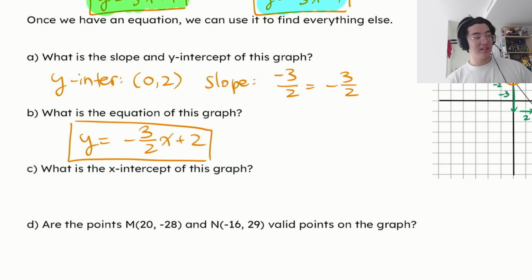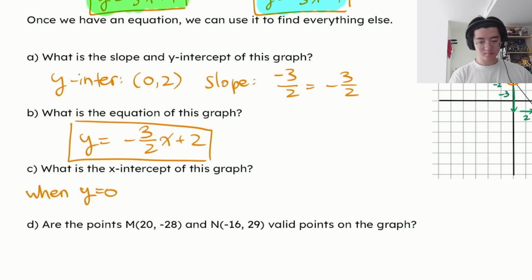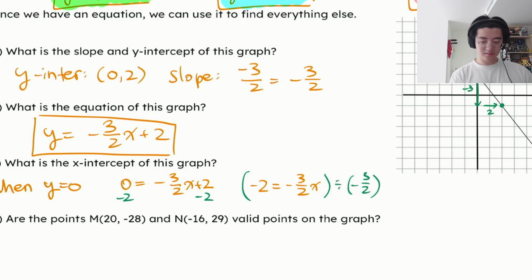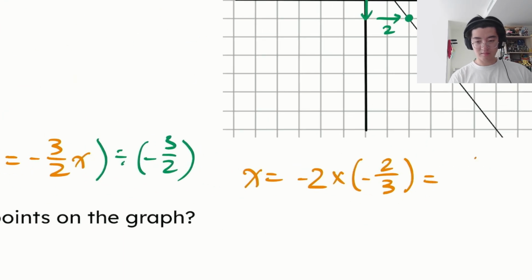How about the x-intercept? Right, so if you remember, the x-intercept is when y equals 0. So when we plug that in, it's essentially where our line touches the x-axis. We use inverse operations, subtract 2 on both sides. Divide both sides by -3 over 2. So -2 times -2 over 3, which is 4 over 3.